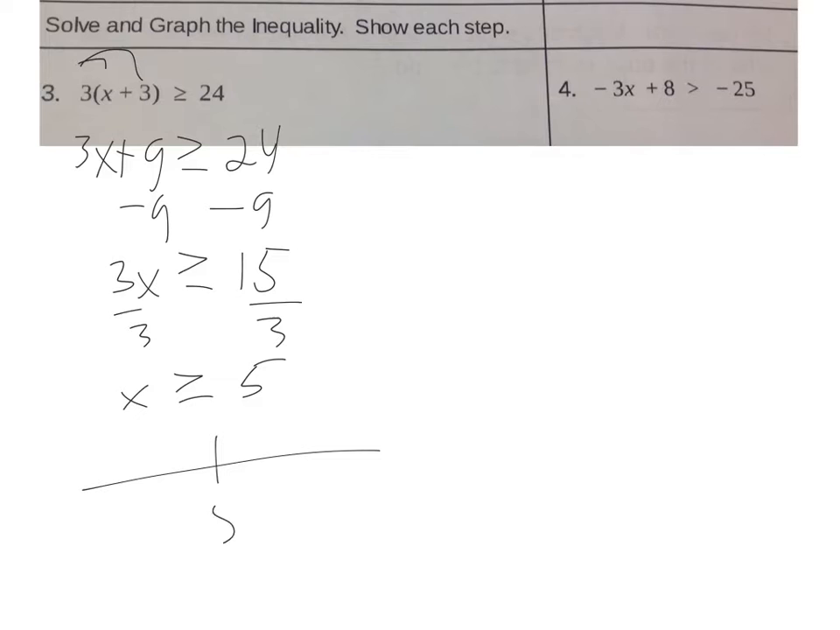That would be 5, 4, and 6. This would be a closed circle. What numbers are greater than or equal to 5? Numbers to the right. And you guys could do number 4. Just pay attention to the fact that if you multiply or divide by a negative number, you must reverse the sign. Let's go to the next one.